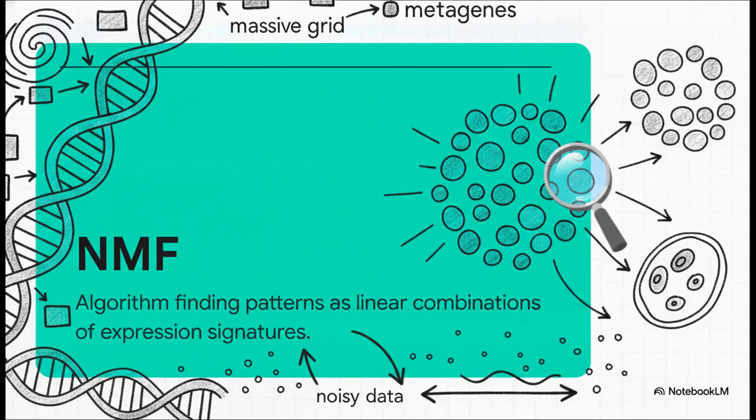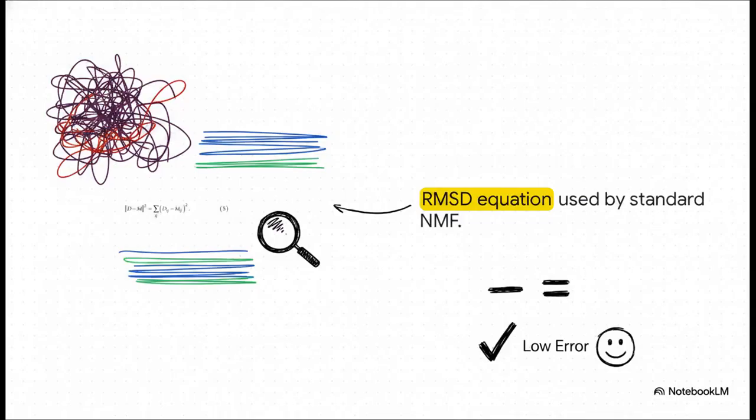The whole idea is that if genes are turning on and off at the exact same times, they're probably biologically linked and working together. To pull this off, standard NMF creates a model and then checks how well that model actually fits the messy data using what's called the root mean square distance, or RMSD. Now, do me a favor, please don't panic at the math here. All you really need to know is that this equation is simply NMF's way of calculating the total difference between its neat little model and the actual chaotic biological data. It's just an error calculator, and obviously, the lower the error, the better the model.